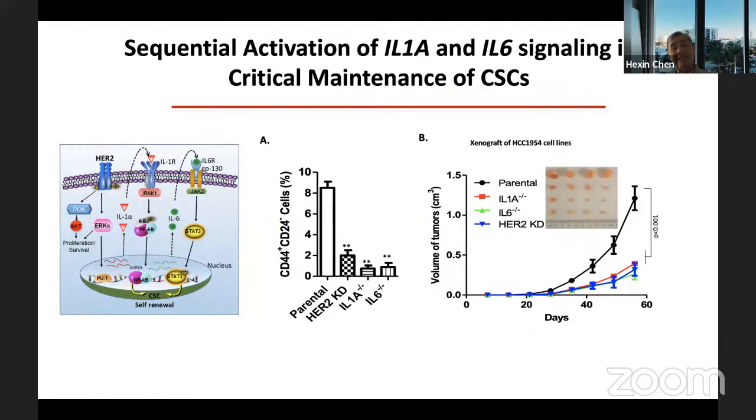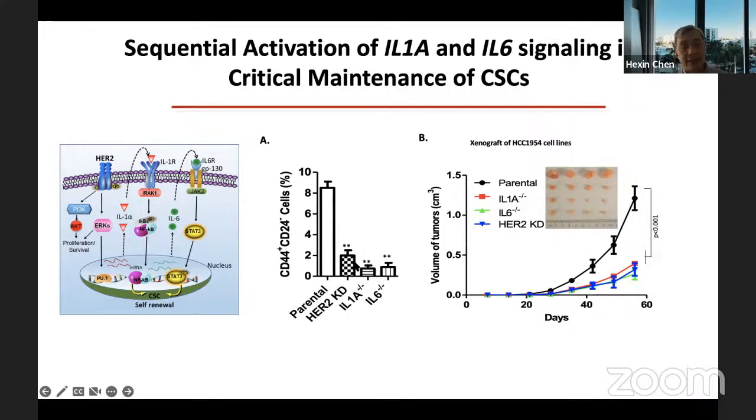Since IL-1 and IL-6 can increase the stem cells, we want to know whether this happens in breast cancer cells, whether IL-1 and IL-6 are also required to maintain the cancer stem cells. So we use the CRISPR-Cas9 system to knock out IL-1 and IL-6 in one of the HER2 positive breast cancer cell lines, HCC1954. We select the knockout cell line, use HER2 knockdown cells as a control, and analyze the cancer stem cell population. When IL-1 is knocked out, the stem cell content dramatically dropped, from 80% to maybe 0.5 or 0.6%.